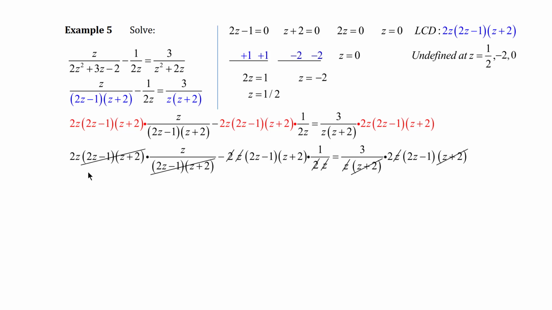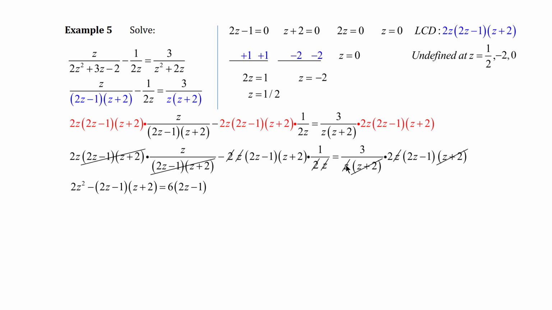Starting with the first term, we could cancel the 2z minus 1's and the z plus 2's. We get 2z times z, which is 2z squared. Simplifying the second term, we could cancel the 2's and the z's. We get (2z minus 1) times (z plus 2) times 1, which is just (2z minus 1) times (z plus 2).